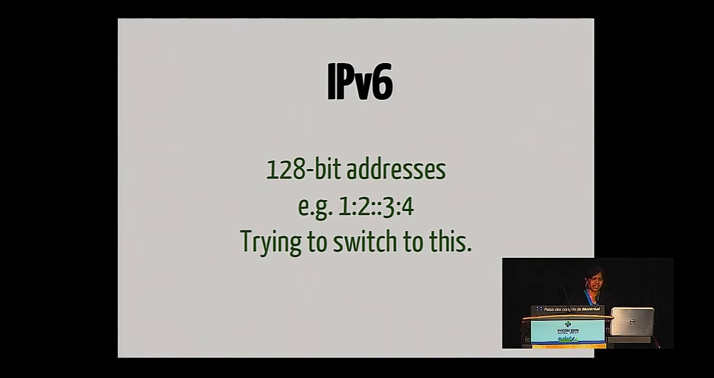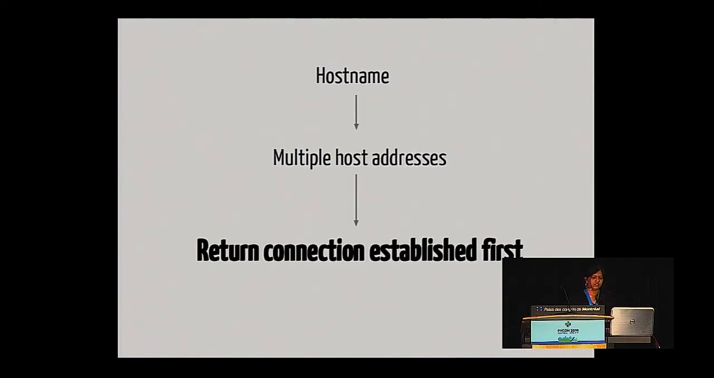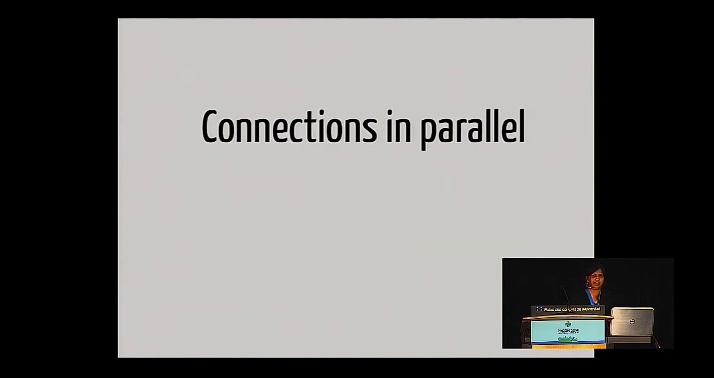And that's a problem. So the Happy Eyeballs algorithm solves this problem for us. It says that once we have the list of resolved host addresses, we should connect to them in the order in which they are returned and return the connection that is established first. This means that we are trying to connect to multiple host addresses that were returned to us.